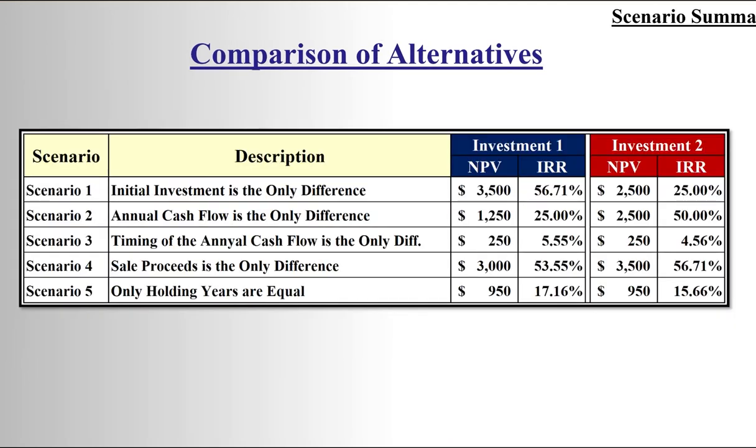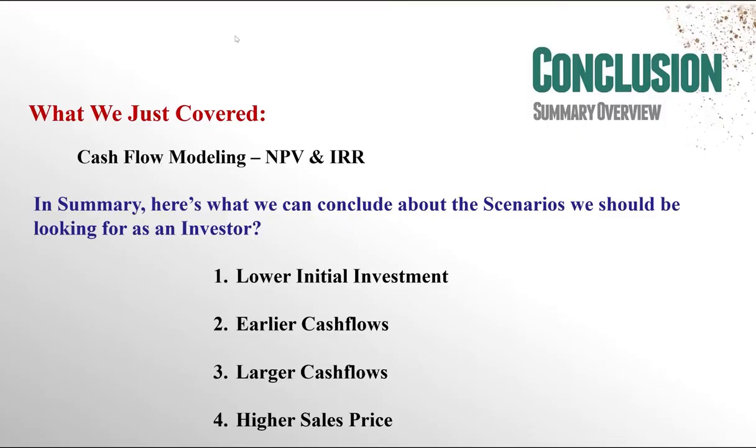Here's a summary of the 5 scenarios we just discussed. So obviously, when you look at a scenario or an investment, you'd run the net present value and you would run the internal rate of return. Even if the net present value was the same, you would pick the one with the higher internal rate of return. We just covered cash flow modeling and the net present value and internal rate of return.